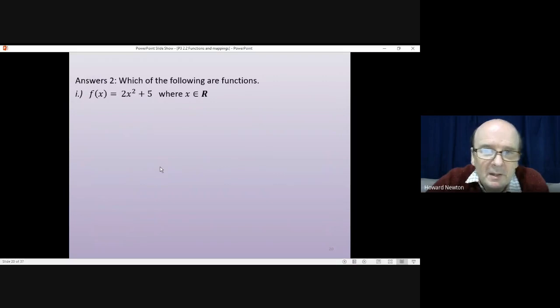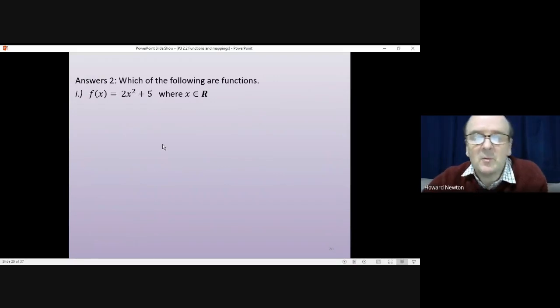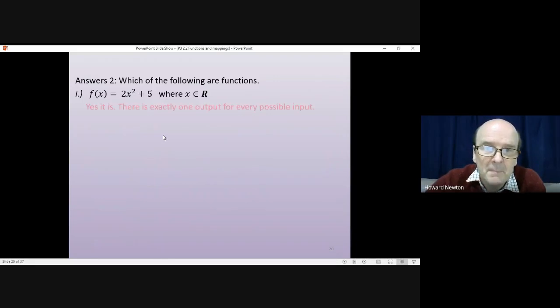Okay, first question, f of x equals 2x squared plus 5, where x is a real number. Well, yes, this is a function. There's no problems here. There is exactly one output for every possible input, and all the numbers where x is a real number, they're all fine. None of them are an issue. So yes, this is a function.